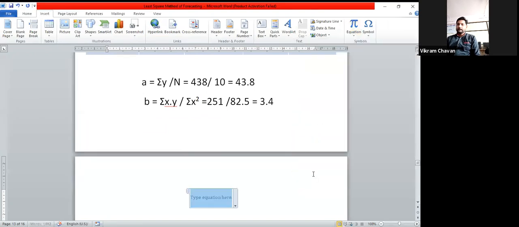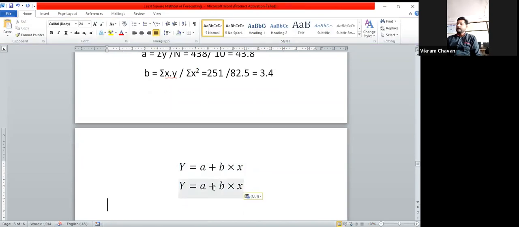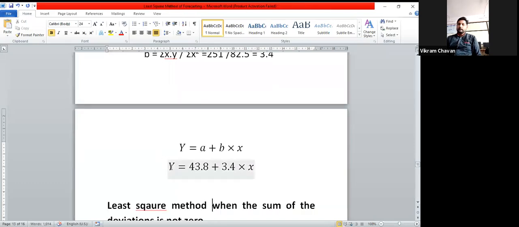Our straight line equation is y is equal to a plus b multiplied by x. This is our straight line equation, and in it we have calculated the constants a and b. So a is 43.8 and b is 3.4. Now this is our straight line equation.